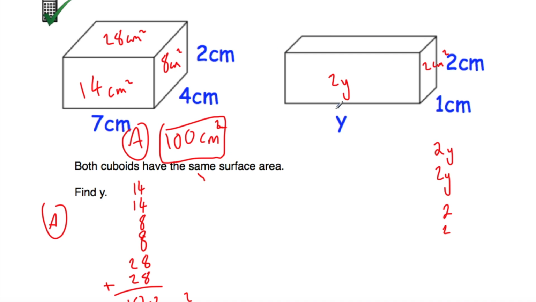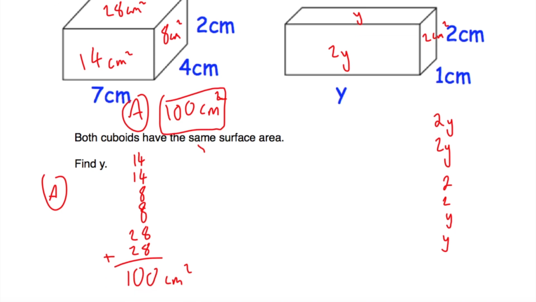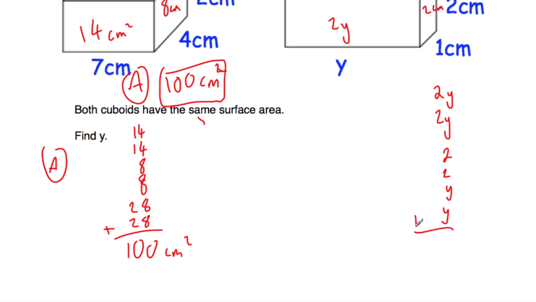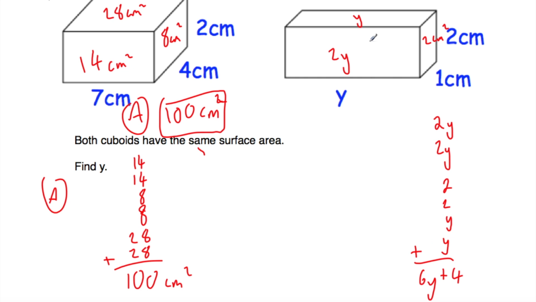Now let's do the top and the bottom. So it's going to be y times 1, so it'll be y for the top and y for the bottom. So if we do 2y plus 2y plus y plus y plus 2 plus 2, that'll be an expression for the total surface area of that cuboid. So 2y plus 2y is 4y, plus y plus y would be 6y altogether, and then we've got plus 2 plus 2, so it'll be plus 4. So our expression for the total surface area of this cuboid, cuboid B, would be equal to 6y plus 4.